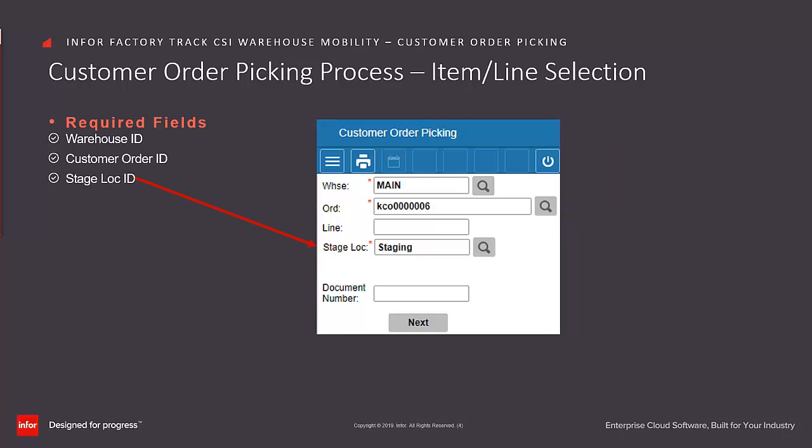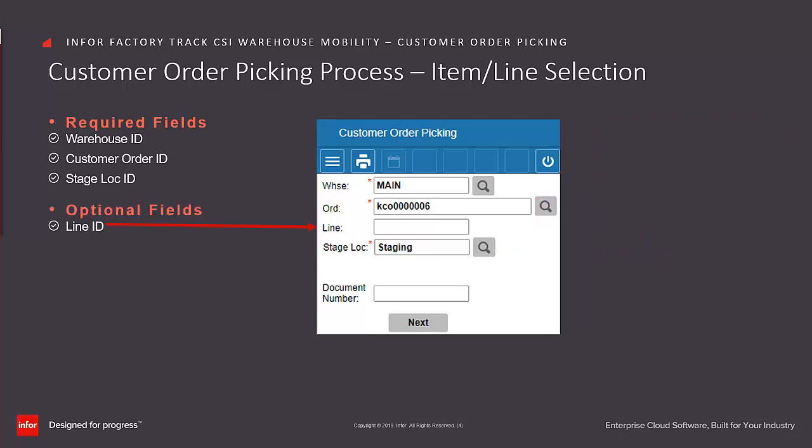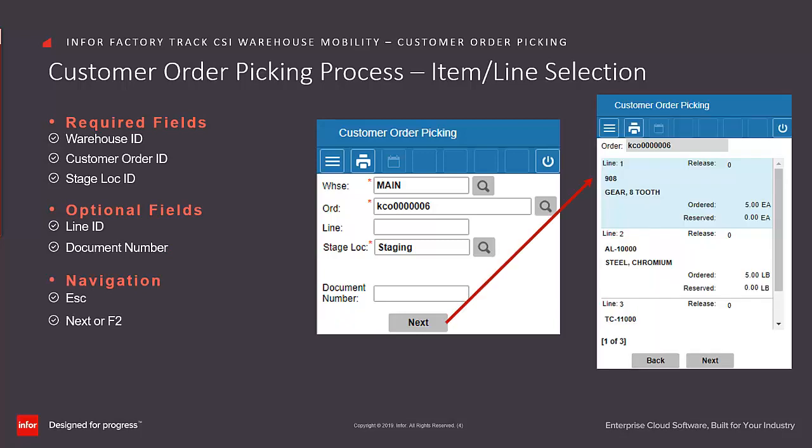You can then enter, scan, or select the stage location where you'll be placing your picked items to prepare for shipping. Note that this can be defaulted based on the configurations on the transaction set maintenance form. You can then enter or scan the line ID associated with the items you want to pick. You can enter the document number which will be used to tie the transactions together. Click on Next to continue.